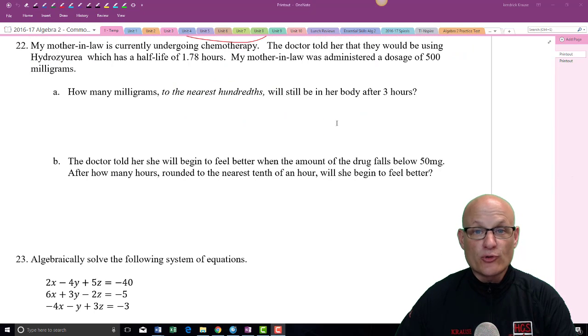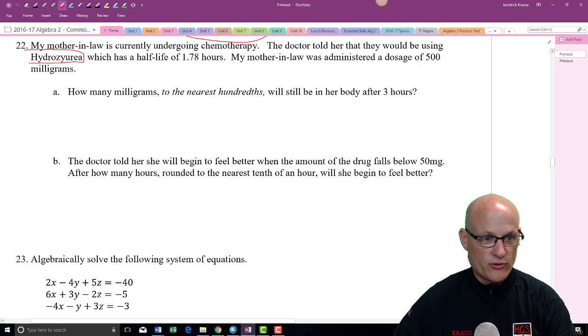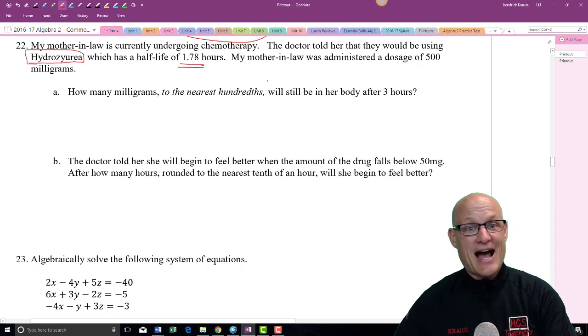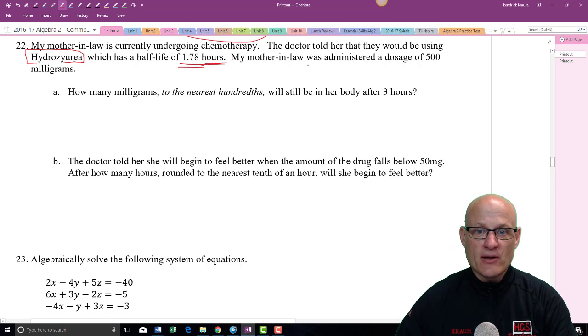So this is kind of a true story. My mother-in-law in Germany is definitely going through chemotherapy. I don't know what drug they're using, but I made up one. This is a drug they do use as chemotherapy, and this is its half-life, I believe. It has a half-life of 1.78 hours. My mother-in-law was administered a dose of 500 milligrams. How many milligrams, to the nearest hundredth, will there be after 3 hours?